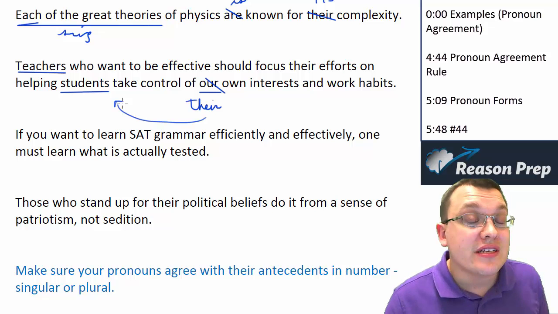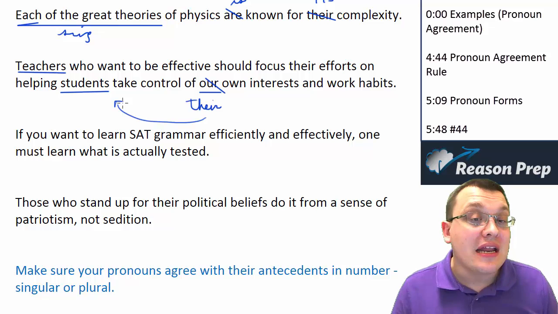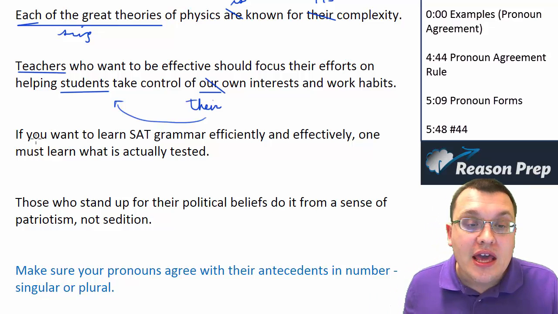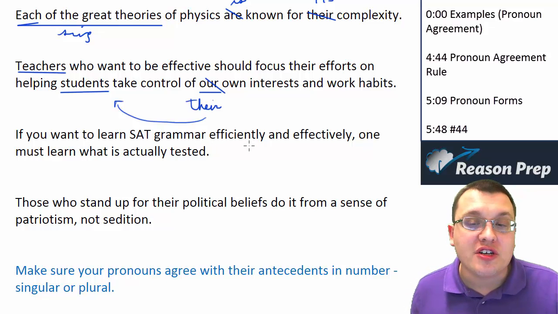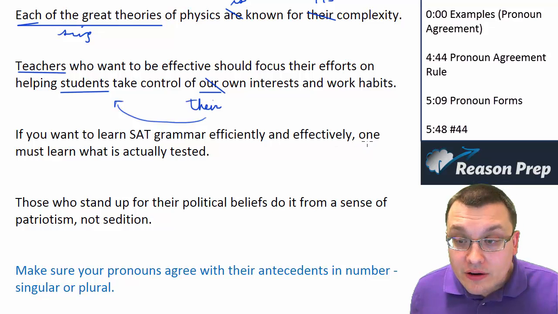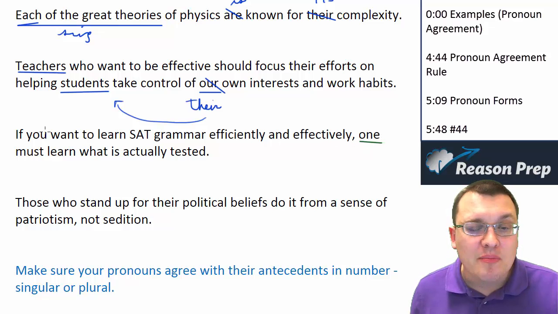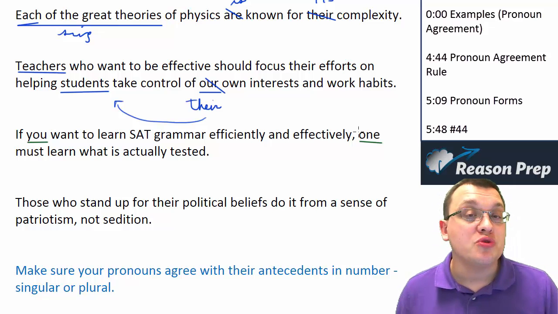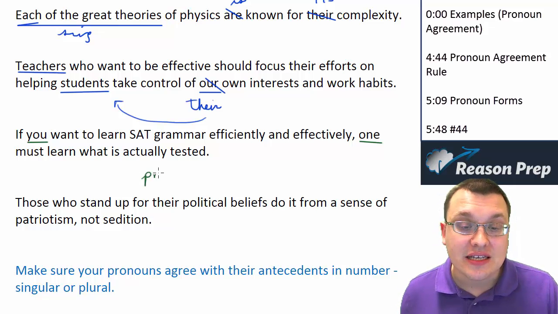If earlier in the sentence we saw "we," that might indicate to us that "our" would make logical sense, but in this case it doesn't. If you want to learn SAT grammar efficiently and effectively, one must learn what is actually tested. So here the issue is we're mixing up our pronouns. First we used "you," and then we used "one." You've got to be consistent. This is an example of something called pronoun consistency.